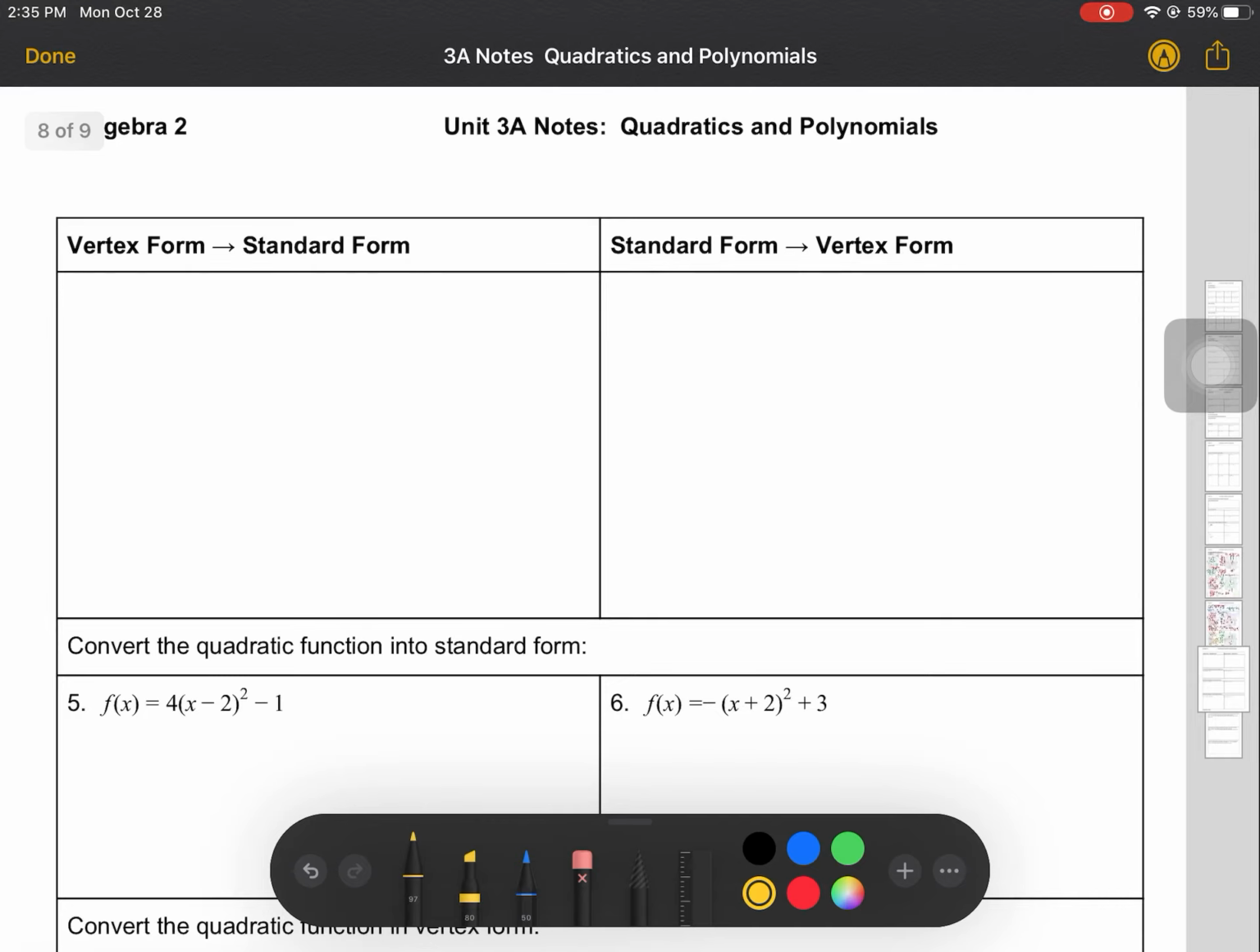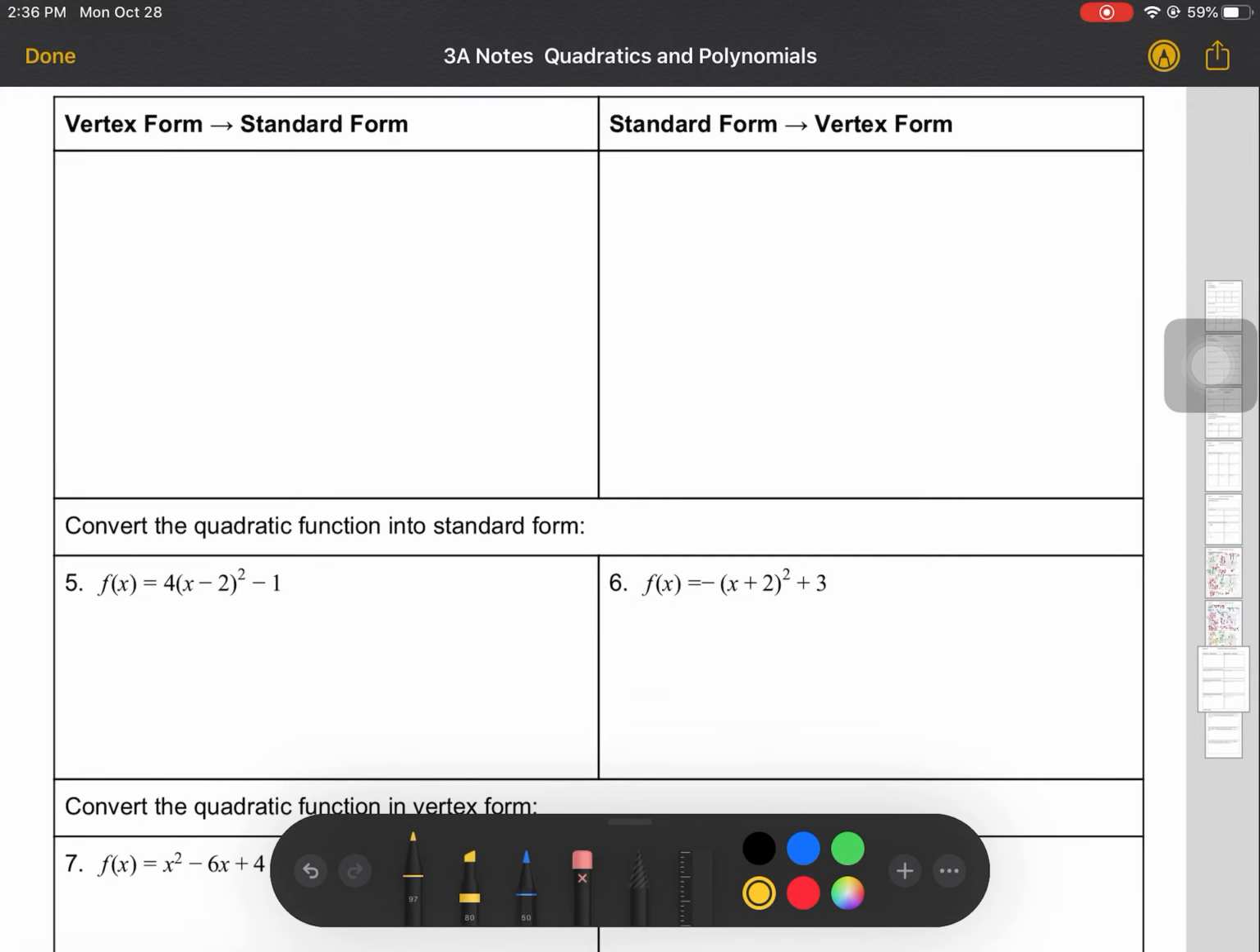Okay. Going from vertex form to standard form is actually way easier, so I'm not going to really write you anything here. I'm just going to show you how to do it on 5 and 6, mostly because I'm going to need some of this space to talk about the other method. So I'm just going to cross this out.